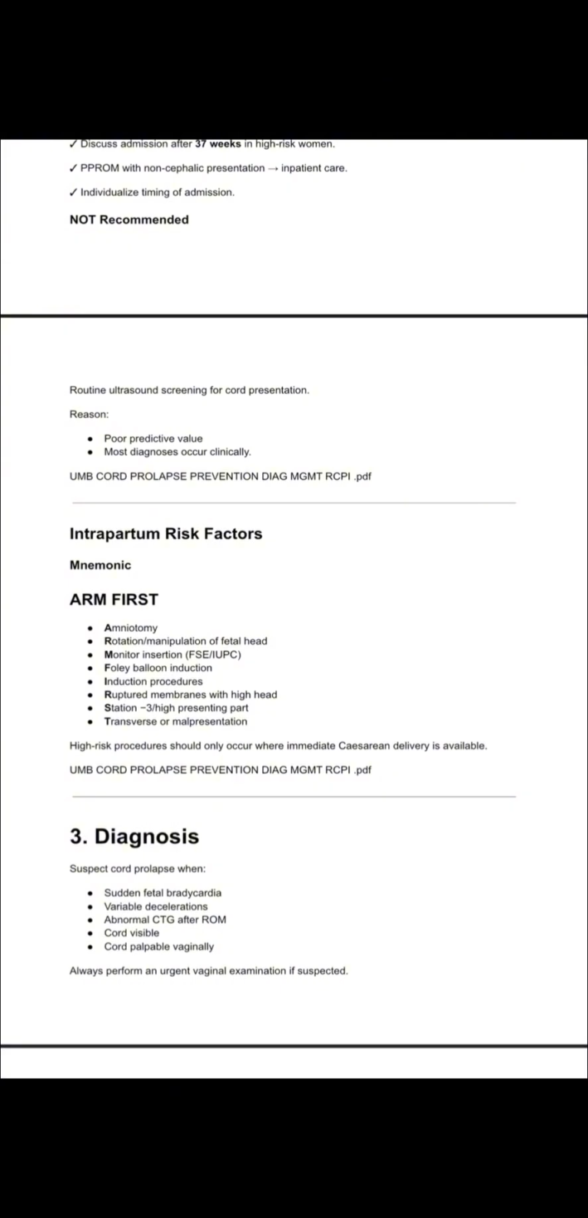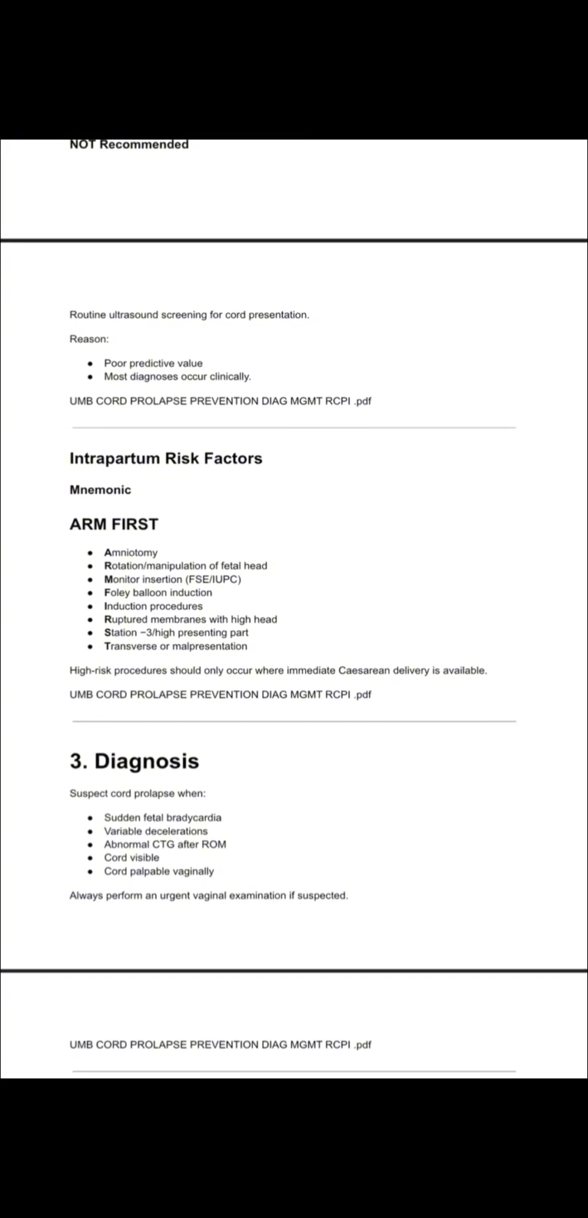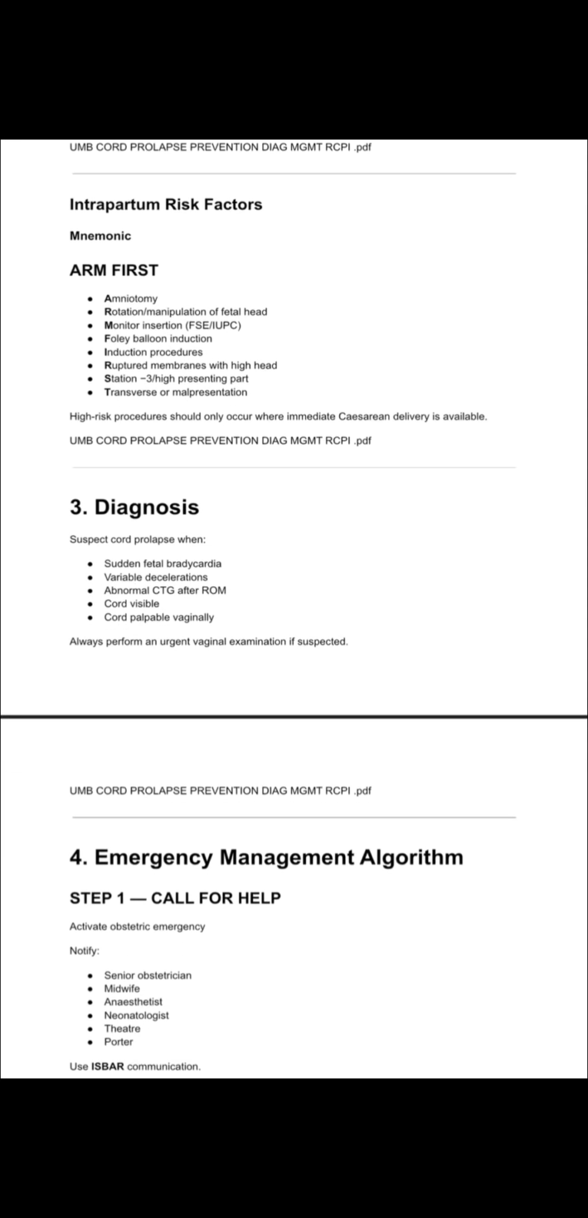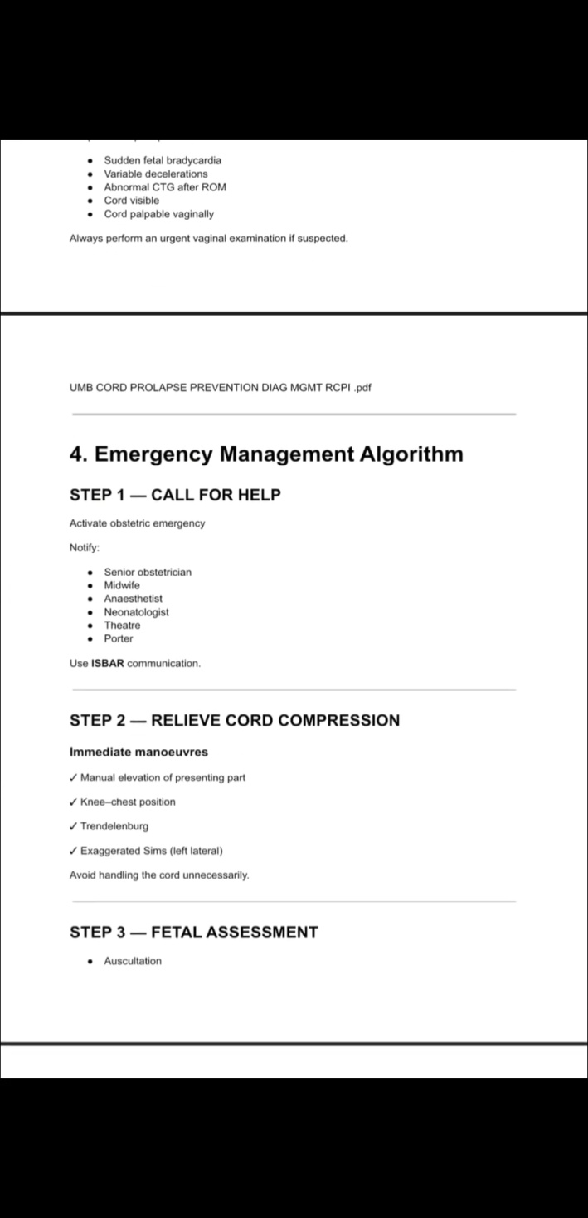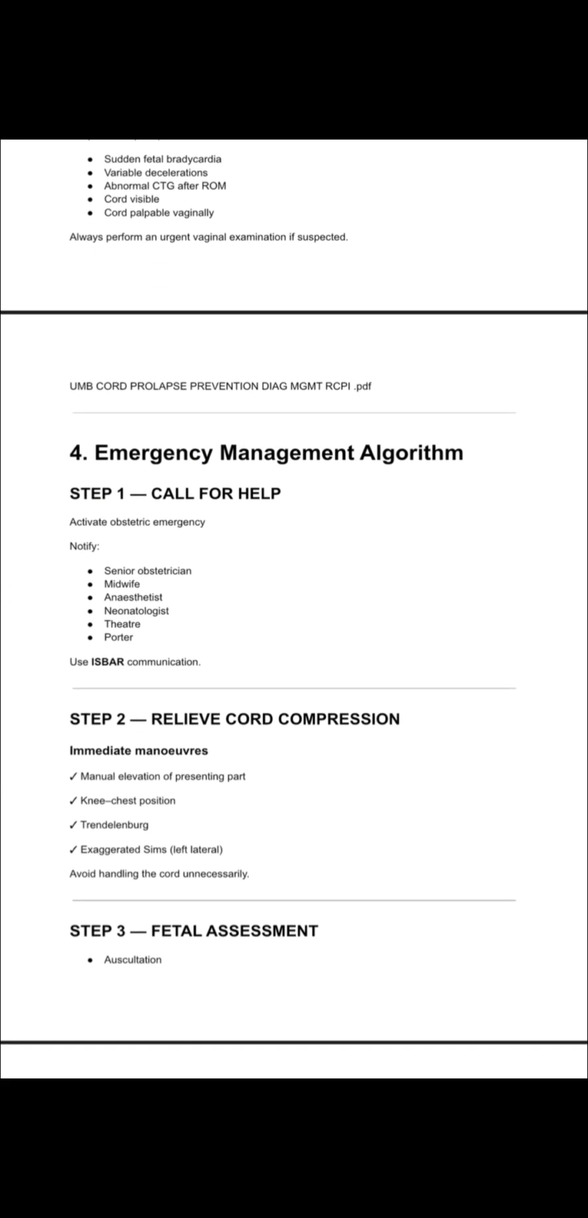High-risk procedures should only occur where immediate access to cesarean delivery is available, to prevent the effects of these risk factors, such as amniotomy, rotation or manipulation, monitoring insertion, Foley balloon catheter, other induction procedures, ruptured membranes, high station and transverse malpresentation. Diagnosis: suspected cord prolapse when there is a sudden fetal tachycardia, variable decelerations, abnormal CTG after rupture of membranes, or a cord is visible or palpable vaginally.